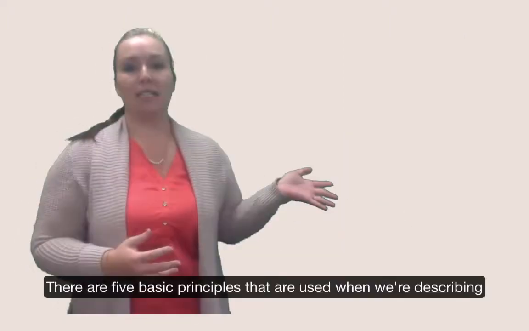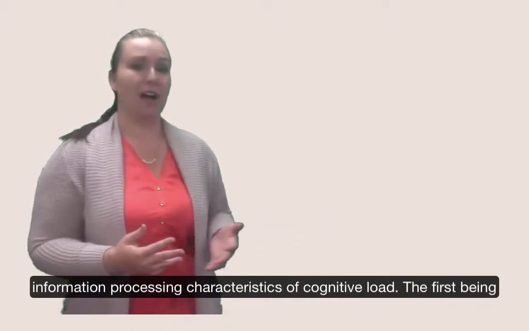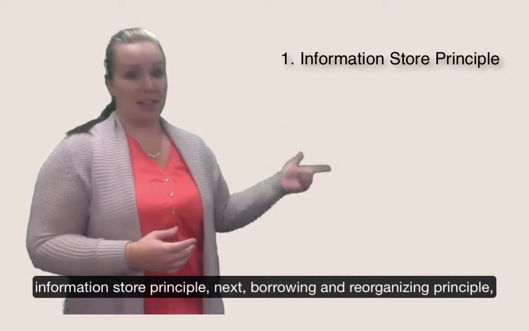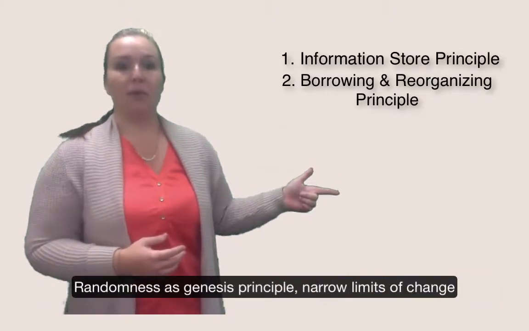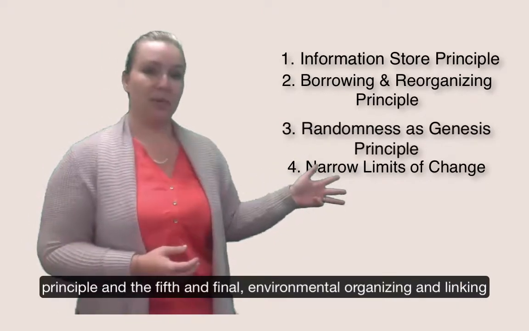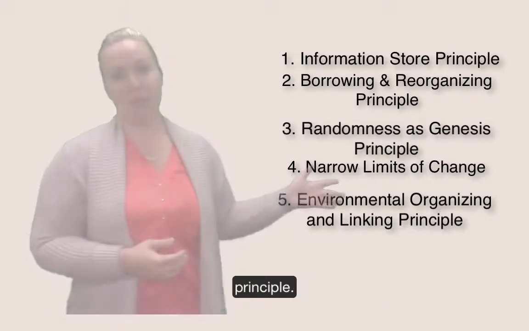There are 5 basic principles that are used when we're describing information processing characteristics of cognitive load. The first being information store principle, then the next being borrowing and reorganizing principle, randomness as genesis principle, narrow limits of change principle, and the 5th and final, environmental organizing and linking principle.